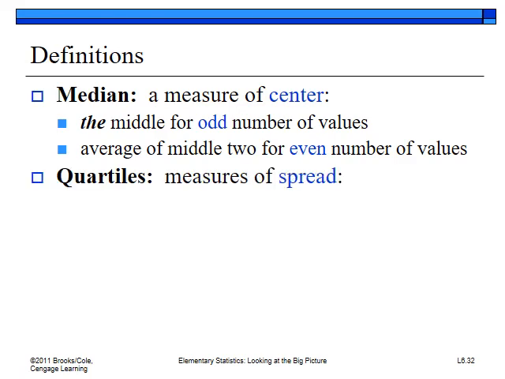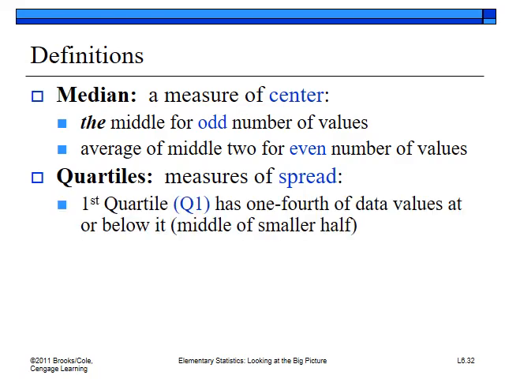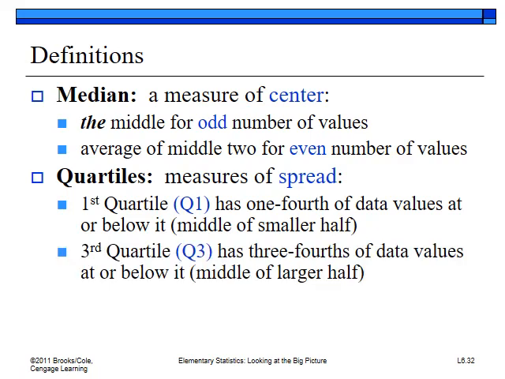Quartiles give you a sense of how spread out the data are, whether the data points are all clustered very tightly around the median or spread out. The first quartile is the number at which 1/4 of the data values are equal to that number or below that number. The third quartile is the point at which 3/4 of the data are equal to that number or below that number.